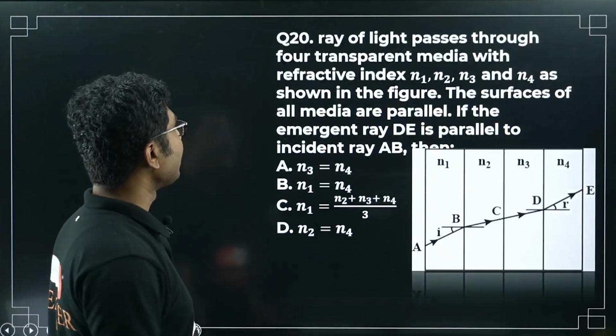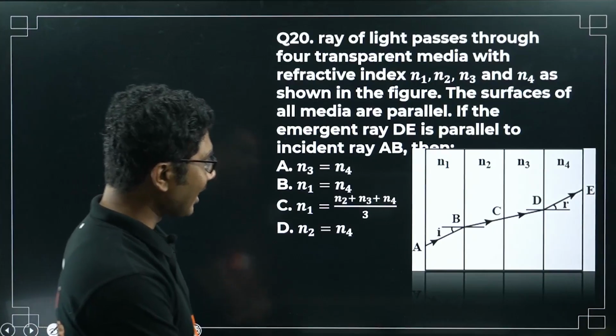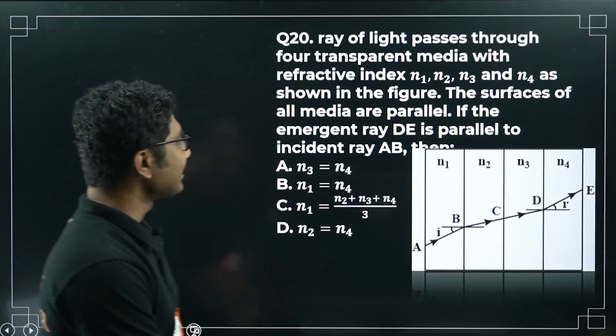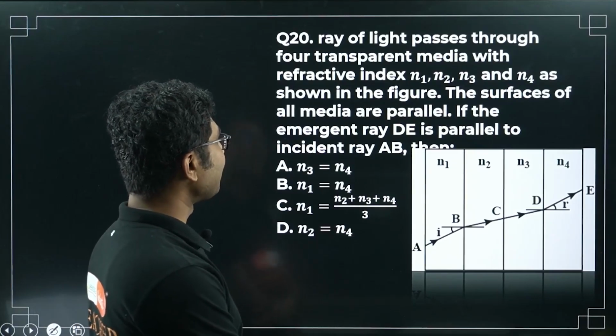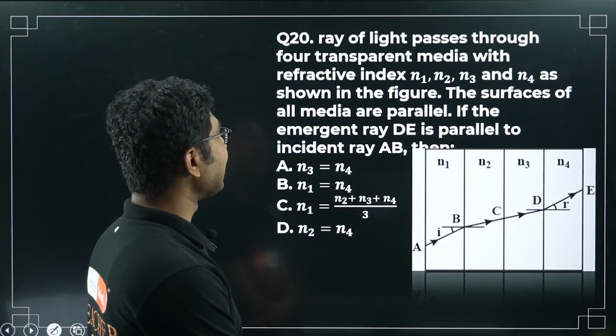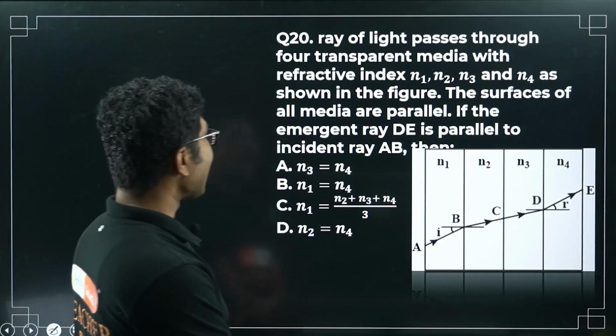Next question, question number 20. I think I have answered this question multiple times. Let's answer this one more time. A ray of light passes through 4 transparent media with refractive indices n1, n2, n3 and n4 as shown in the figure.